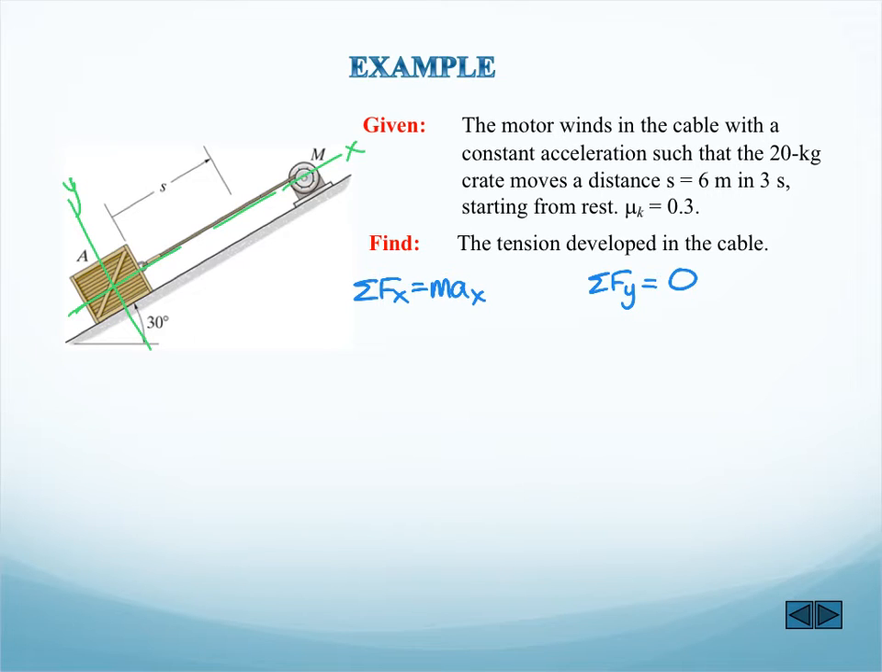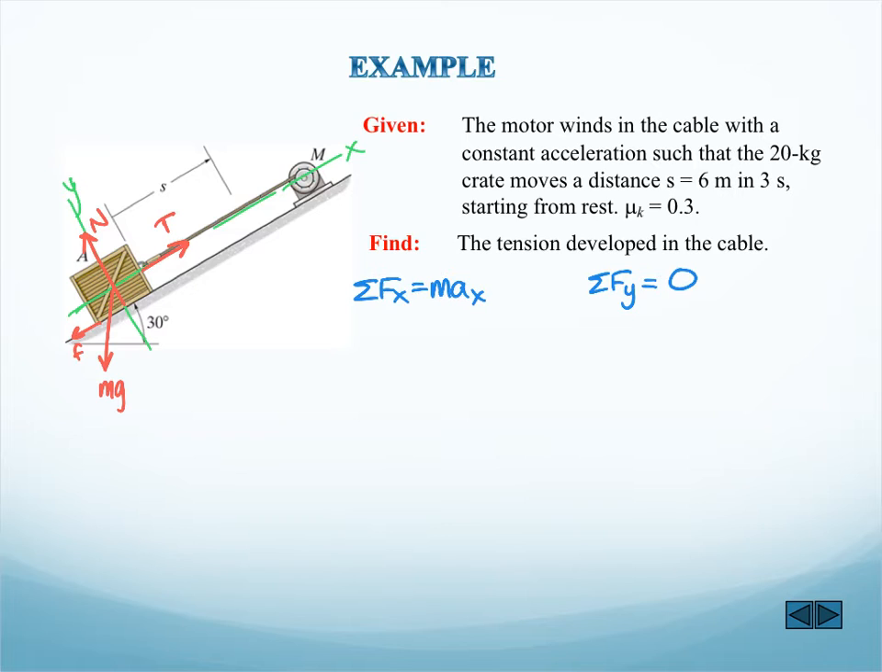Using that as our guide, we have to identify what our forces are that are important in this problem. So we start to label forces. We have the weight of the crate, which is mg, and we have the normal force, and we have the tension in the cable, and we're also going to have a frictional force. So those are the forces that we would have.